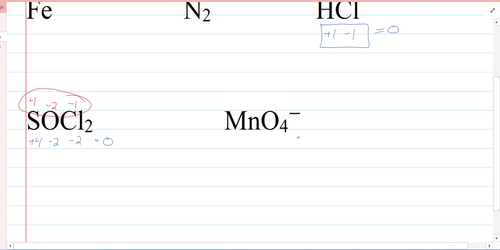Permanganate. Now we add up to -1. I will start with oxygen, because oxygen is going to be -2. And that's 4 of them, so it's a -8. So manganese has to be 7.